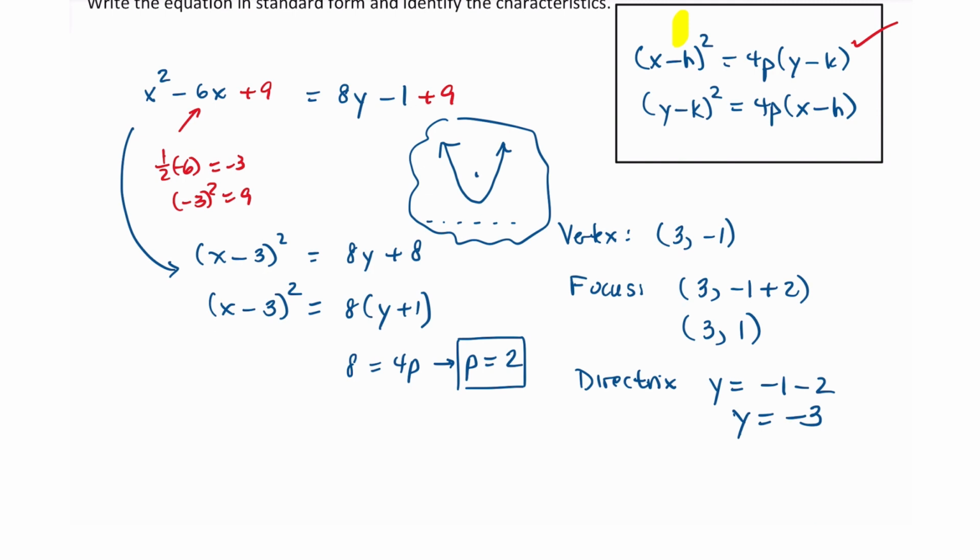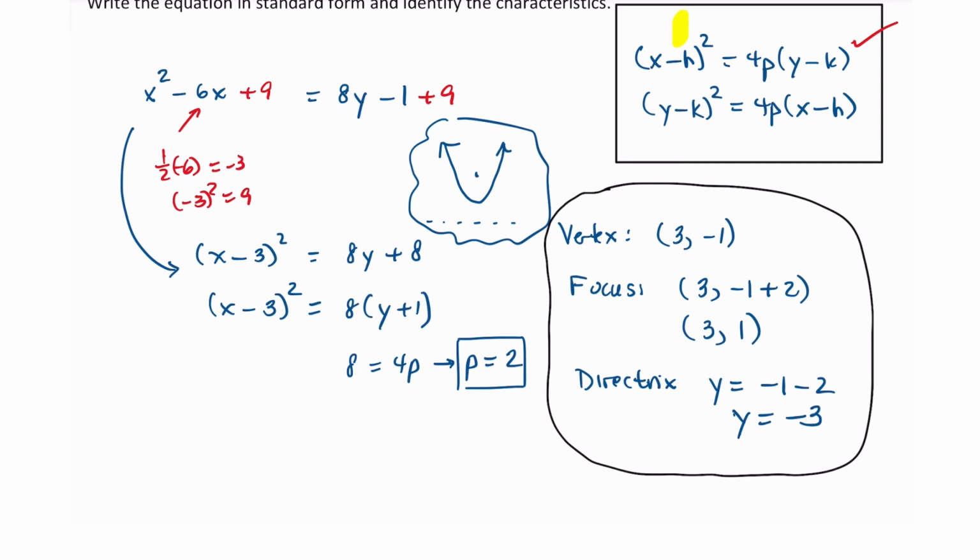So right there are all the characteristics of our parabola. Vertex at 3, negative 1, focus at 3, 1, directrix y equals negative 3.